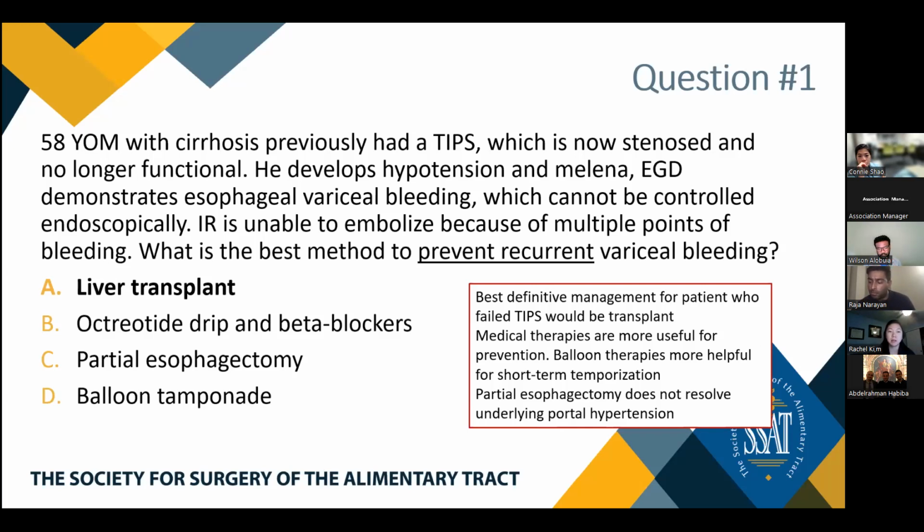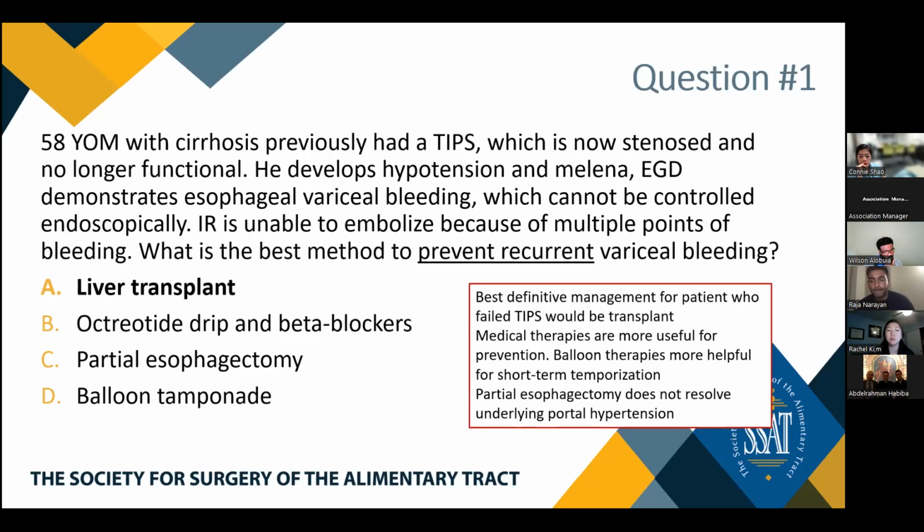Octreotide drips and beta blockers have a role in prevention as well as in trying to stave off acute bleeding, but they're not going to prevent recurrent bleeding. Balloon tamponade is also a temporary way to tamponade the bleeding while you're trying to get the patient more stable and to your planned intervention. Partial esophagectomy can remove varices, and it was an old school method of treating varices, but we don't really see that anymore.